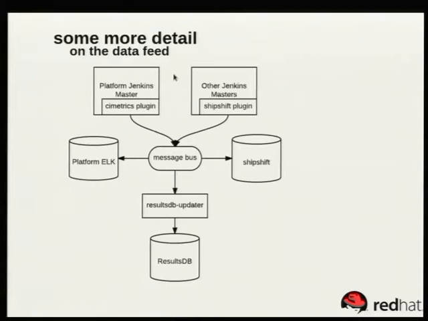Gotcha. If I repeat the question and tell me if I got it right, how do we convince QE teams with their existing workflows to provide the data that we would use to populate results DB? Convince them or force them. How did we do one of those two things?